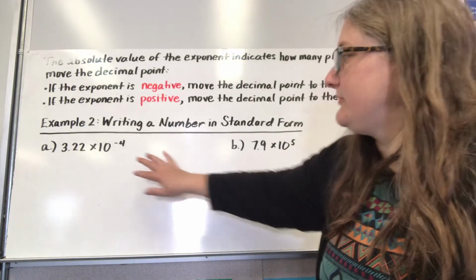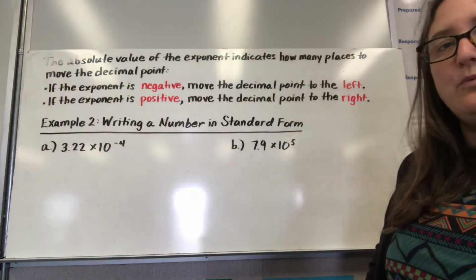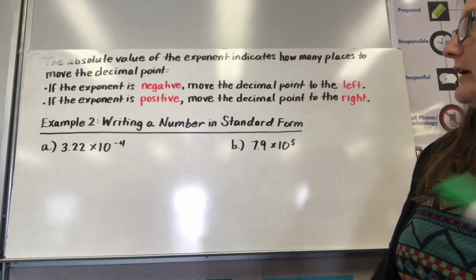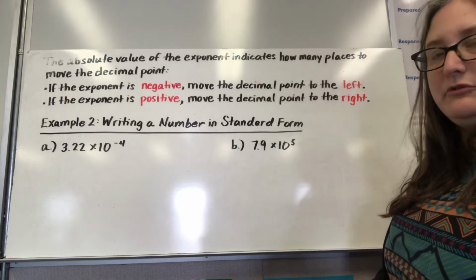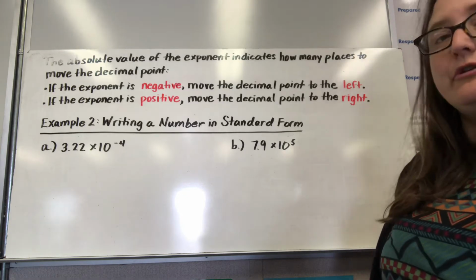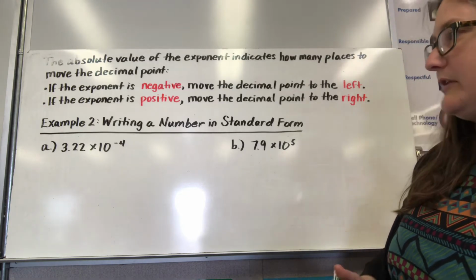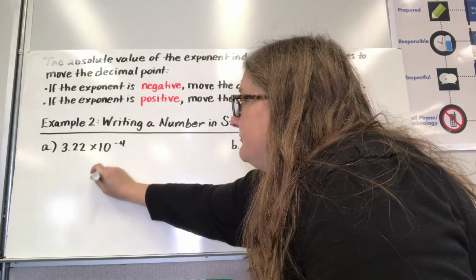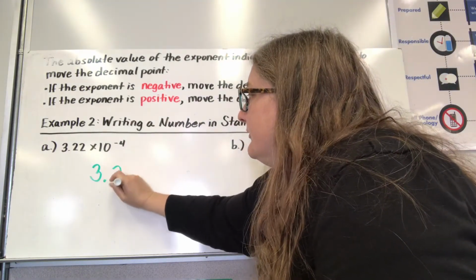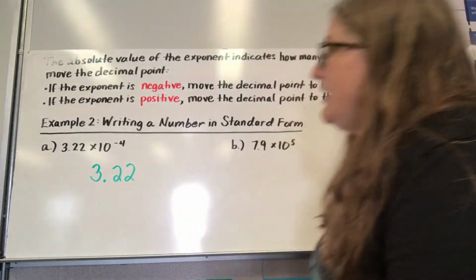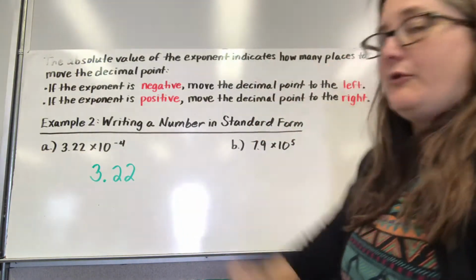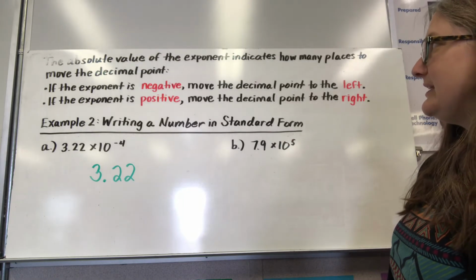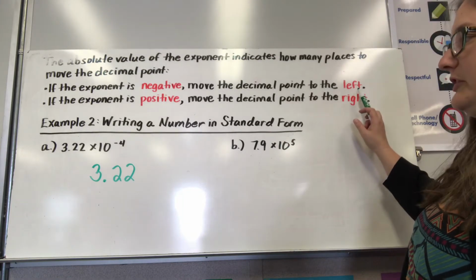So here we've got numbers in scientific notation, but I want to know what was the original number. What's the actual number here? So our exponent tells us how many times to move our decimal, and whether it's positive or negative tells us what direction. So the factor here is 3.22. Since my exponent is 4, my decimal is going to be moving 4 spaces. And since it's a negative 4, we're going to be moving our decimal to the left.